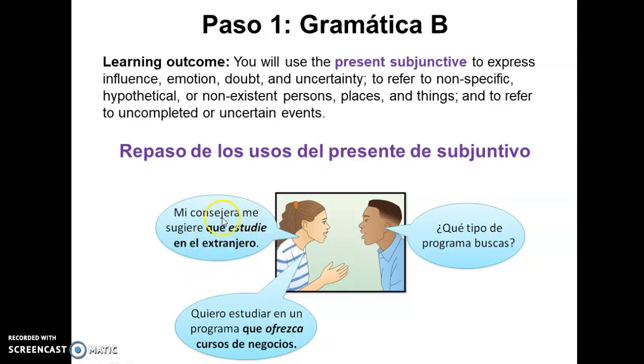Because someone is suggesting. It's not for sure it's going to happen, but with suggestions and recommendations, those verbs trigger the use of the subjunctive. And then she says, quiero estudiar en un programa que ofrezca cursos de negocios. So I want to study in a program that offers business courses. Also ofrezca, to offer, that's in the subjunctive.